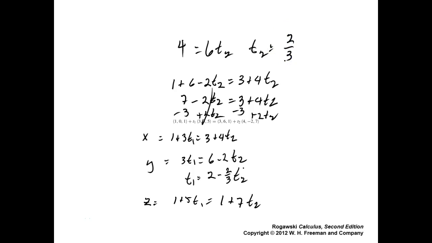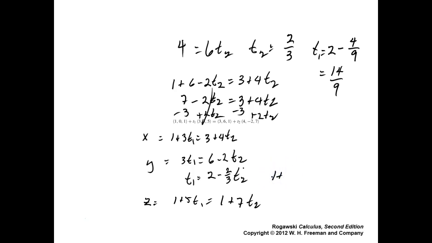I had T2 is equal to 1/3. And then when you plug that in here, you get T1 is equal to 2 minus 4/9, which would be 18/9 minus 4/9, so 14/9. Yeah, that's what you had in the book. Exactly. Now you plug that into the third one.